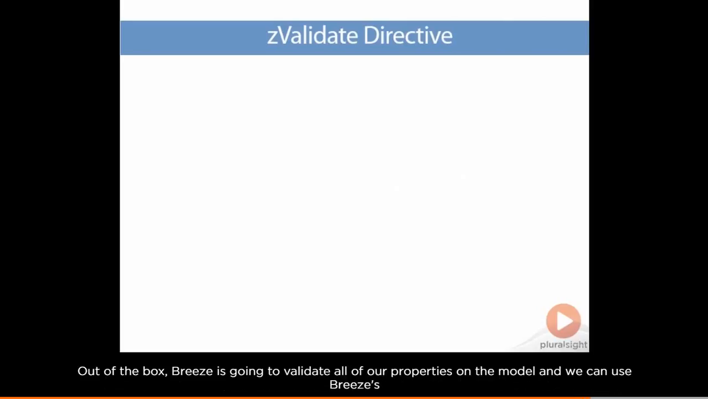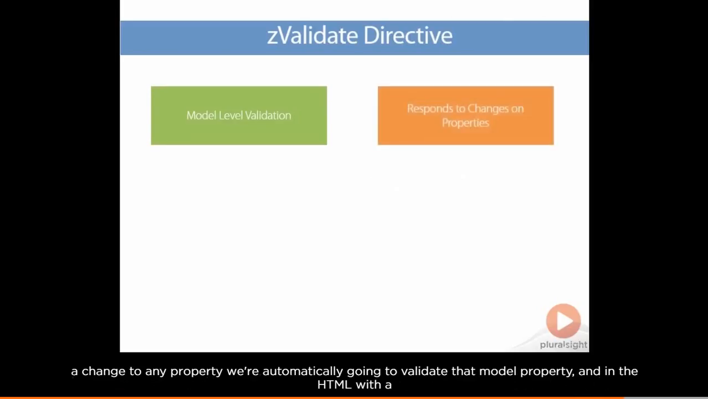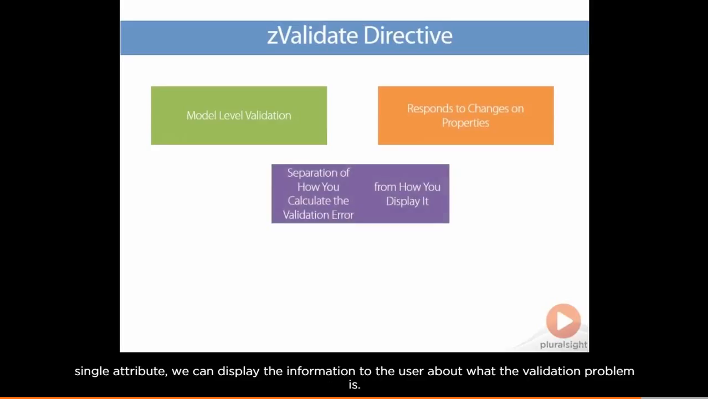So let me explain. Out of the box, Breeze is going to validate all of our properties on the model, and we can use Breeze's zValidate directive to help surface those validation messages to the user. Which means that anytime there's a change to any property, we're automatically going to validate that model property.